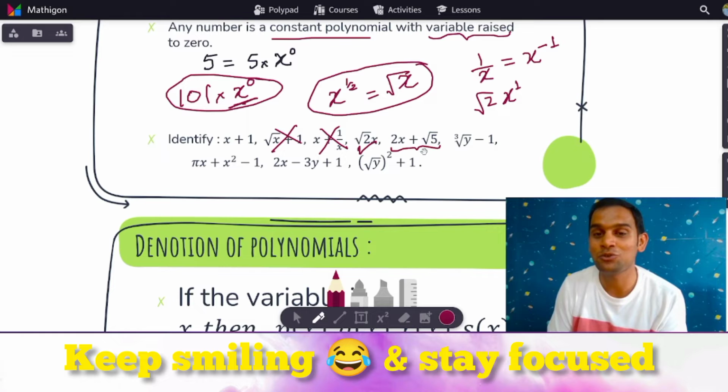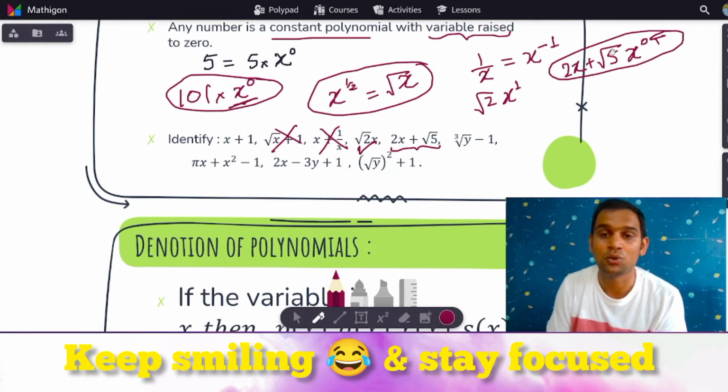Now 2x plus root 5, obviously this is also a polynomial. Although root 5 is not a whole number, root 5 can be written as root 5 times x to the power 0, and this power is a whole number, and 2x obviously has x with a power of 1, so this is also a whole number. I hope that makes sense.